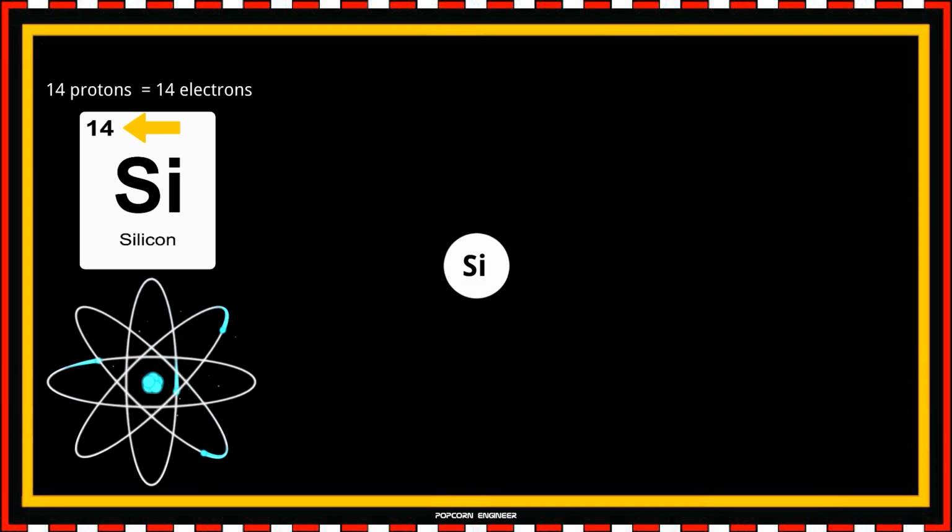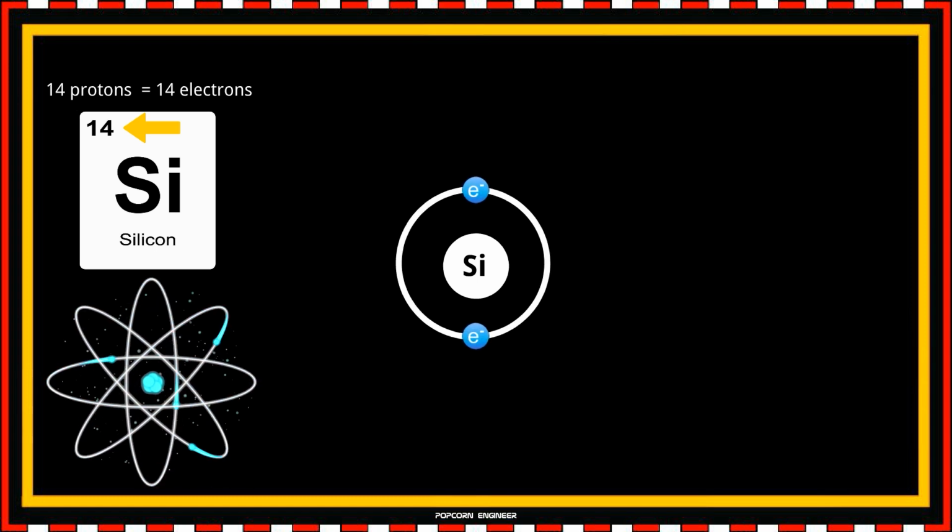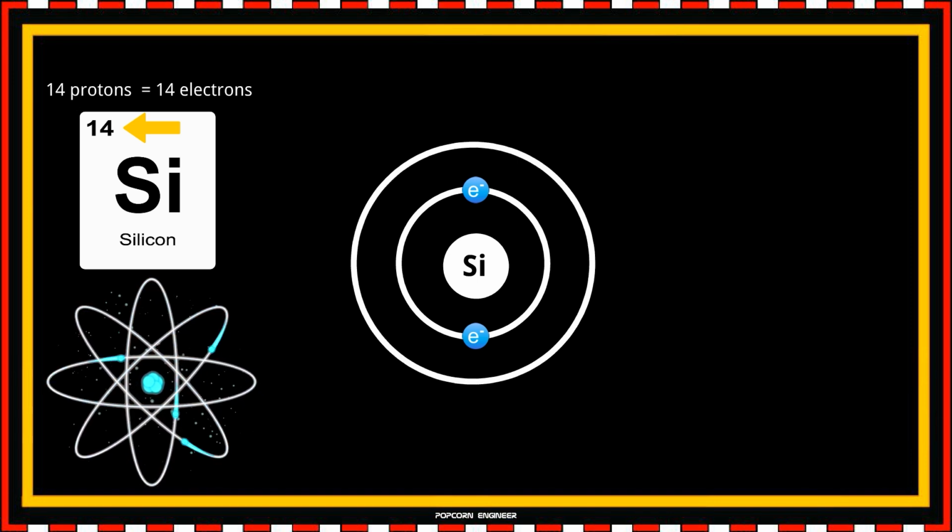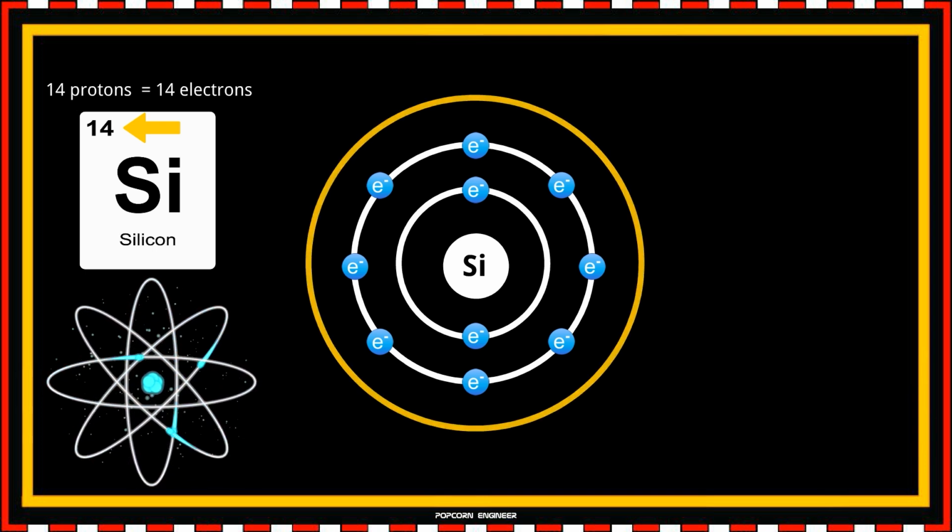Let's distribute these 14 electrons in their energy levels around the nucleus. The first energy level can hold up to 2 electrons, so we start by placing 2 there. And that shell now is full. Next, we move to the second energy level, which can hold up to 8 electrons. So we add 8 more. That gives us a total of 10 electrons so far. And since silicon has 14 electrons, we have 4 left. Those last 4 electrons go into the third energy level, which becomes the outermost shell.